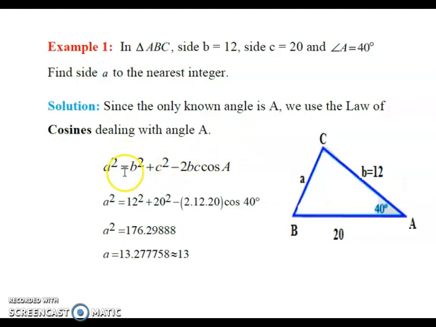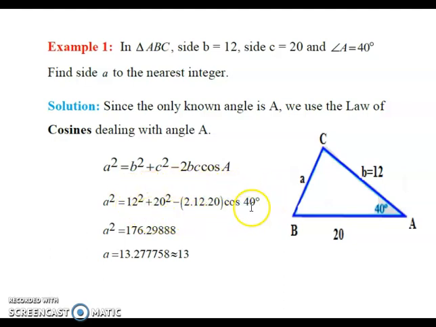So a square is equal to b square plus c square minus 2bc multiply cosine A. a square is equal to side b value 12, 12 square, plus side c value 20, 20 square, minus 2 multiply 12 multiply 20 multiply cosine 40 degrees.